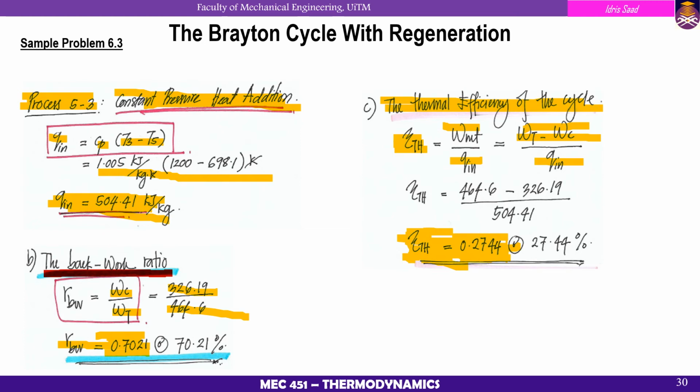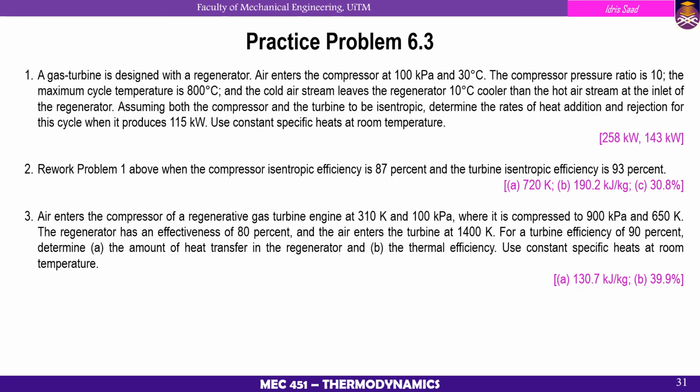So this is how we use the Brayton cycle with regeneration, and this is sample problem 6.3. This is the practice problem 6.3. There are three questions here related to the Brayton cycle with regeneration for the gas turbine engine. As usual, please complete this practice problem.